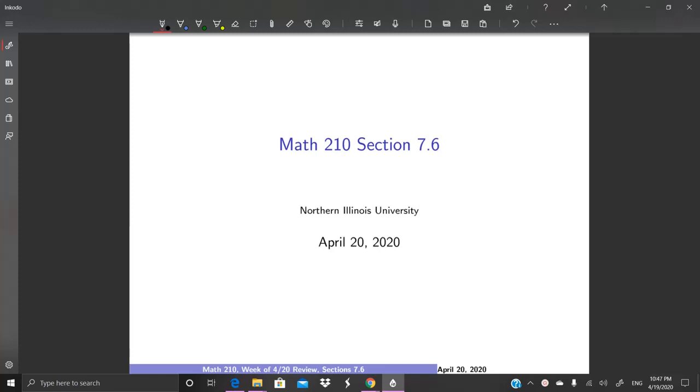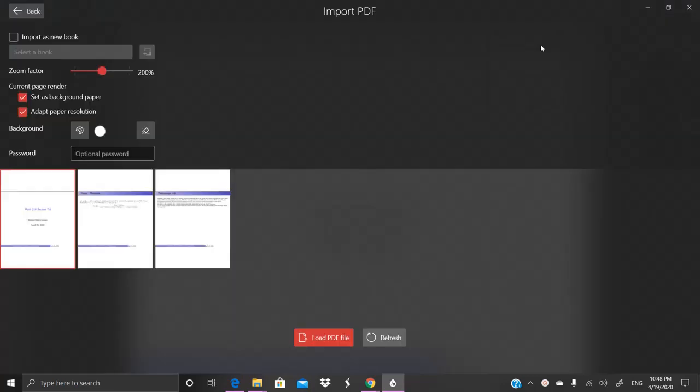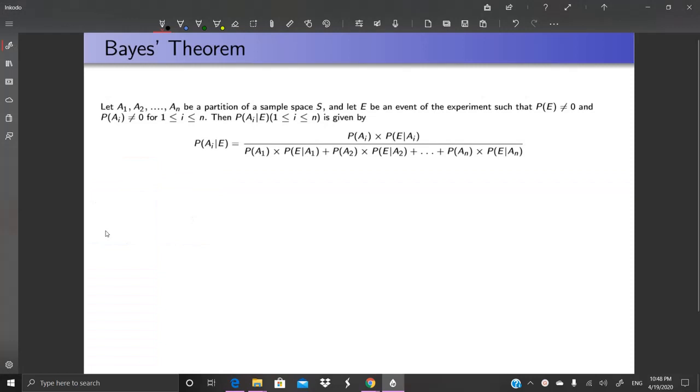Hello and welcome to our review for section 7.6 on Bayes theorem. Let's get started with what Bayes theorem actually says.